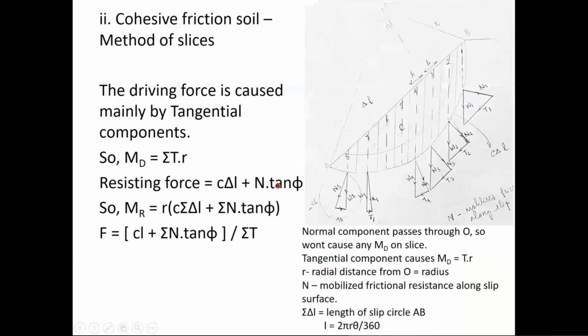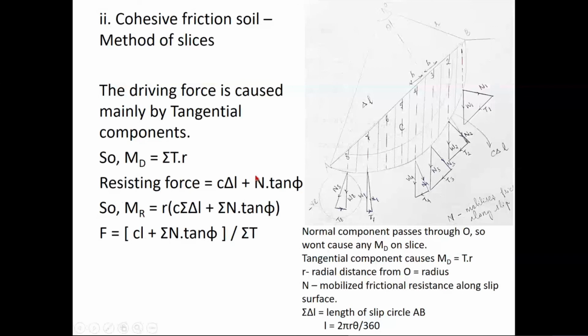So that is C into delta L, plus there is also phi in this soil, right? This is a C phi soil. So how much is that phi mobilized? Tan phi, where phi is my angle of internal friction. You can see this equation: resisting force is equal to, what is the basic equation for shear strength of soil? C plus sigma tan phi. Is this equation similar to that? Yes. So the total C will be C into delta L plus, what is that sigma in that equation?